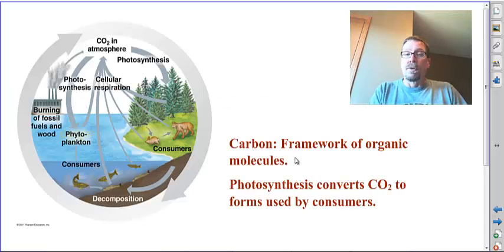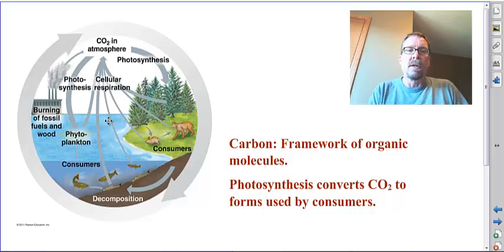Okay, so here's one we've already looked at. Here is carbon. The largest source of carbon is in the atmosphere as carbon dioxide, and then photosynthetic organisms utilize that and make it into carbon forms that can be used by consumers. And of course a lot of this happens as organic materials decompose.